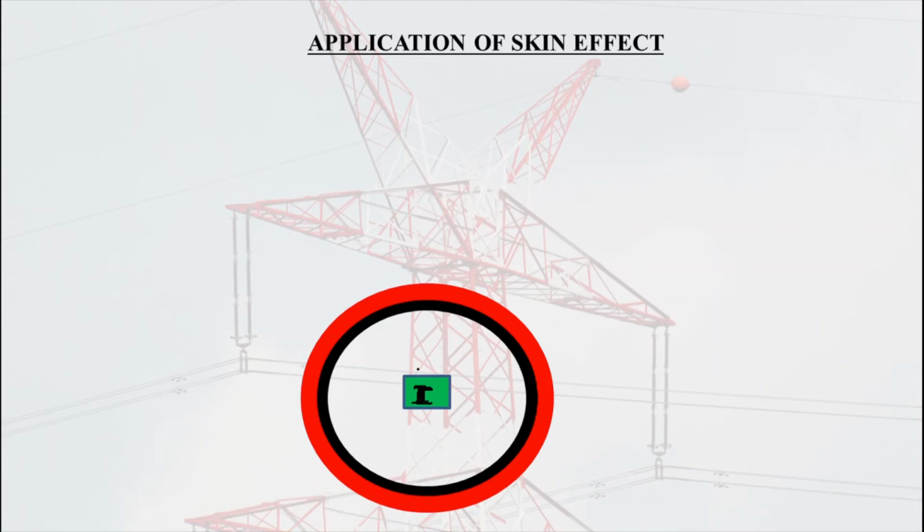See this figure. Here this green box is our instrument. It is surrounded by this conductor. When EM waves fall on this conductor, they will only penetrate up to the skin depth delta of the conductor. So the thickness of this conductor is chosen greater than the skin depth of the conductor. So EM waves will not reach our instrument. In this way we can protect our sensitive instrument.